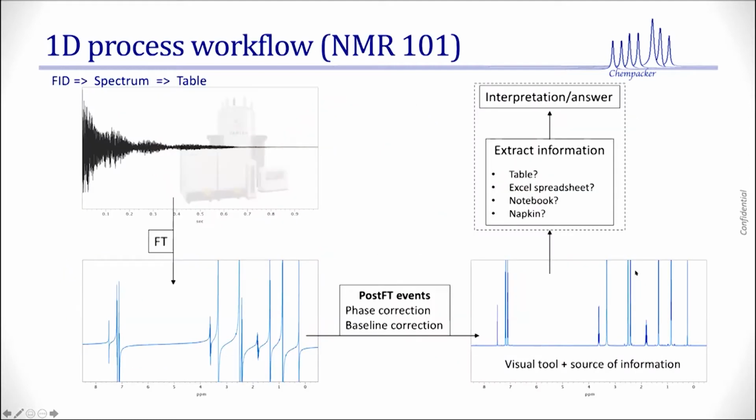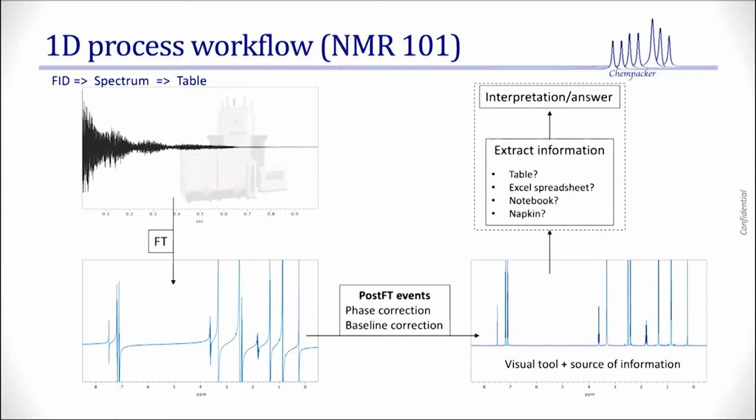Okay. I want to talk a little bit about NMR 101. So here is a typical workflow that we all do, or we were all trained to do in the past. We take the FID, we do a Fourier transform, and then we do phase correction and baseline correction to our heart's content, and then that becomes the visual tool, because this is what we enjoy looking at.